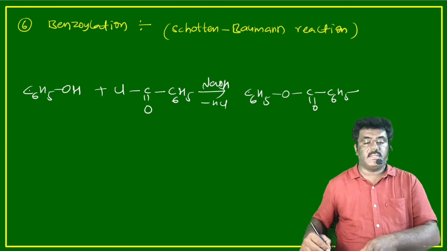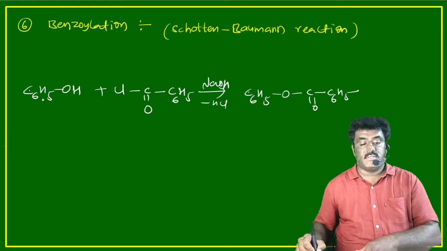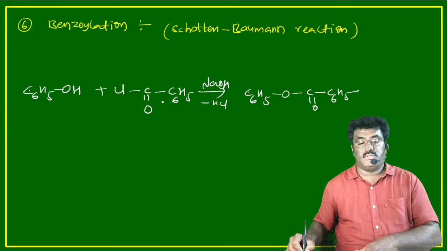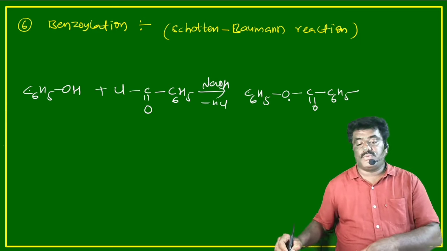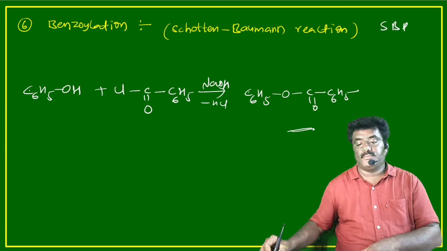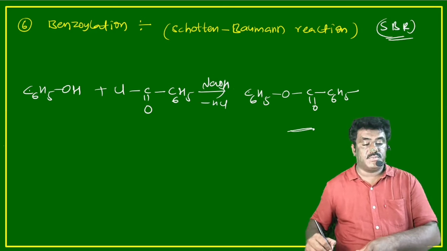Next, benzoylation. C6H5OH, phenol, with C6H5COCl, acyl chloride, in presence of sodium hydroxide forms C6H5OCOC6H5. It is a Schotten-Baumann reaction.